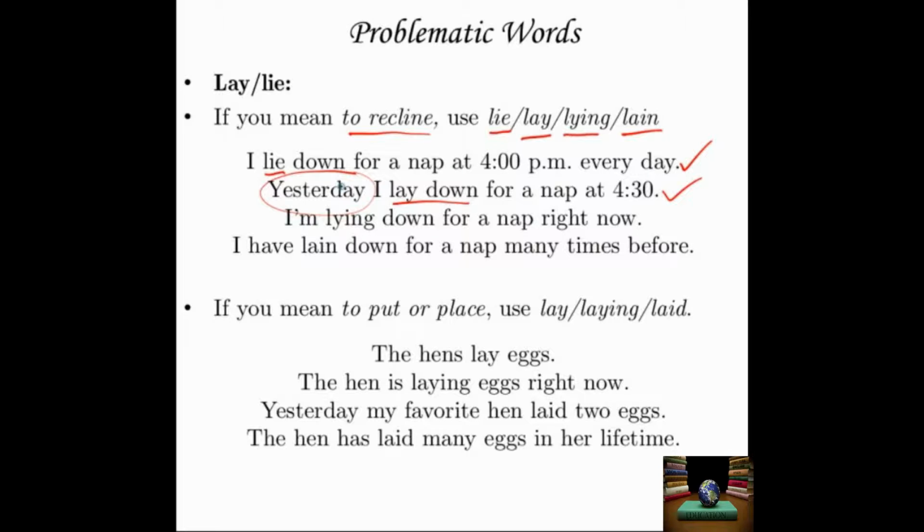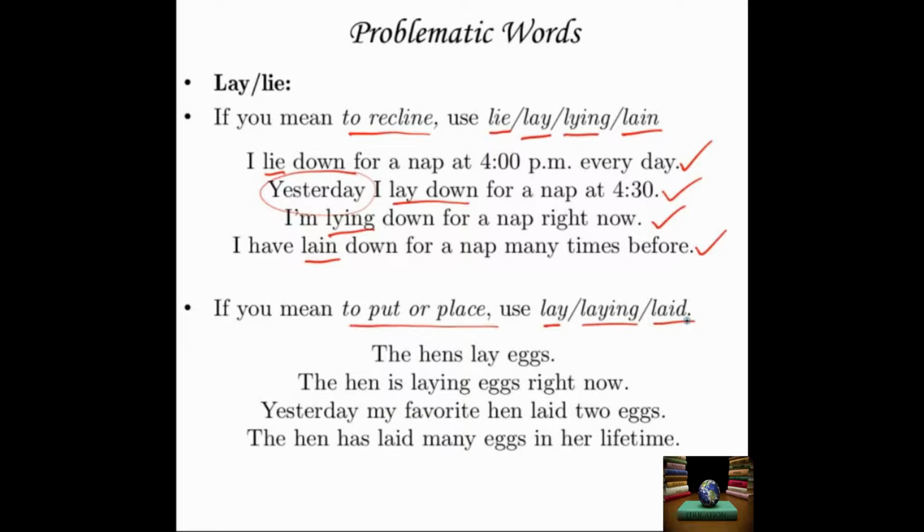Lay means something else. I'm lying down for a nap right now. Never say I'm laying down for a nap because then you sound like a chicken. I'll get to that. And I have lain down for a nap many times before. Let me just emphasize, you do not say I have laid with a D down because again, that makes you sound like a chicken. We'll get to it. So, if you mean to recline, use lie, lay, lying, and lain. Now, if you mean to put or place, use lay, laying, and laid.